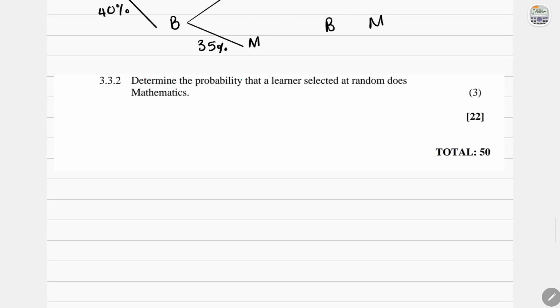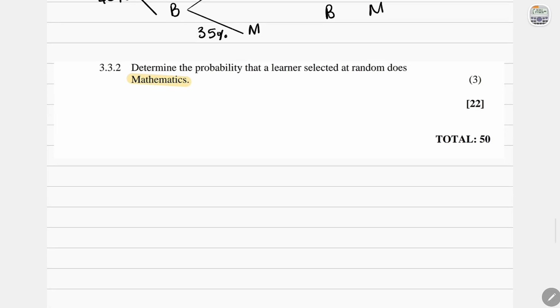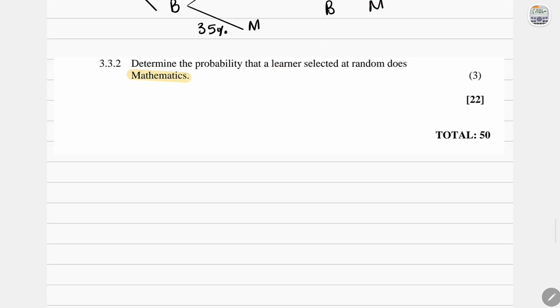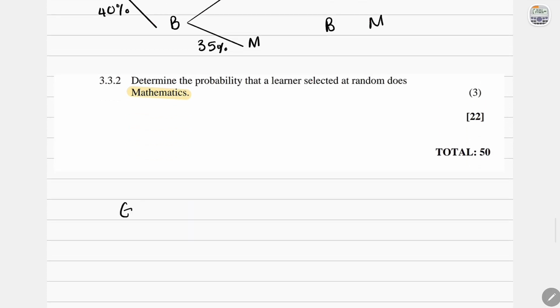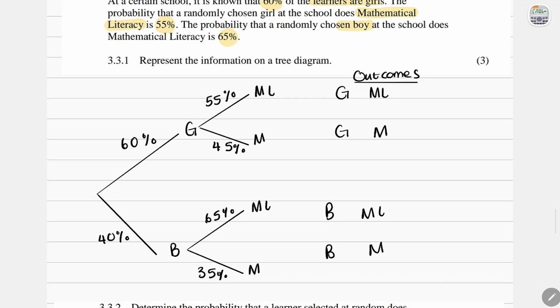Okay, question 3.3.2. The last question for this paper says, determine the probability that a learner selected at random does mathematics. Okay, so you see how they say that a learner does mathematics. They're not saying that the learner is a girl and does mathematics or is a boy and does mathematics. They say just does mathematics. So that means you need to consider both cases. We need to consider if this is a case of a girl who does mathematics, and you don't really look at it just like this. You look at it from your outcomes.